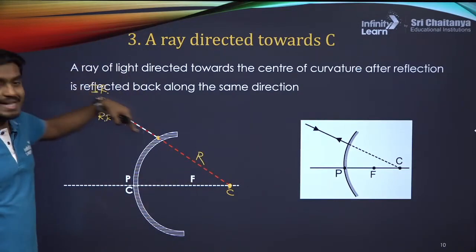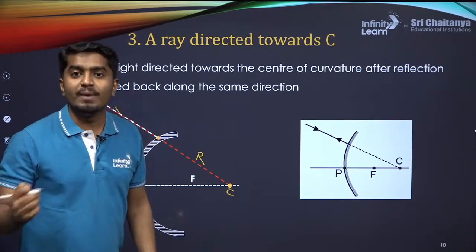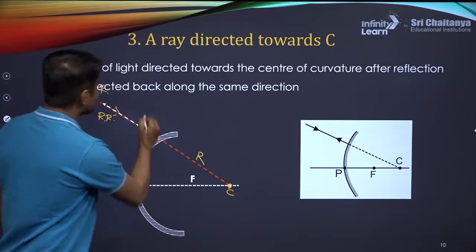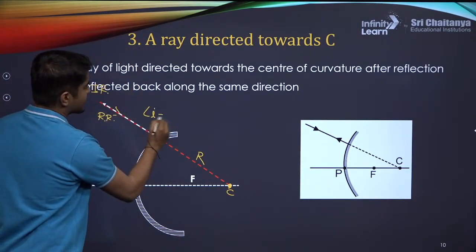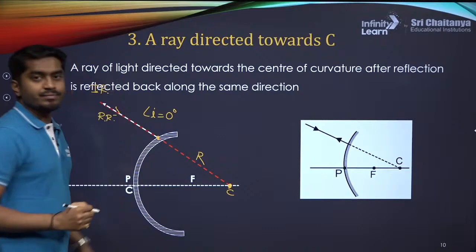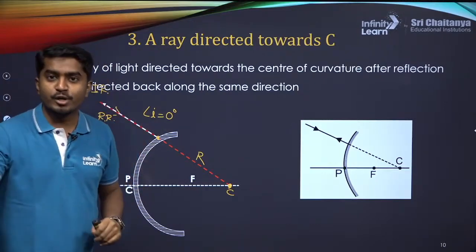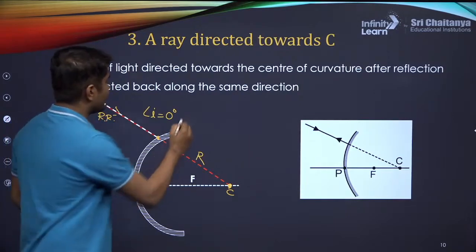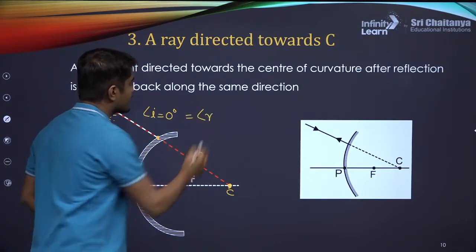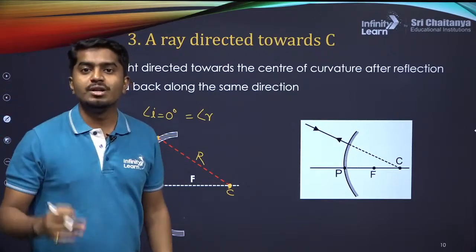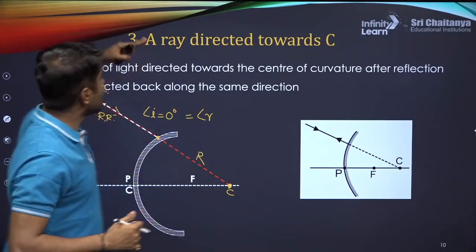So the incident ray is along the normal, right? That means the angle of incidence in this case is 0 degrees. If the angle of incidence is 0, the angle of reflection is also going to be 0 degrees, right? Which is the same as the angle of reflection. So that is the reason they will retrace their own path. That is the third type of ray.